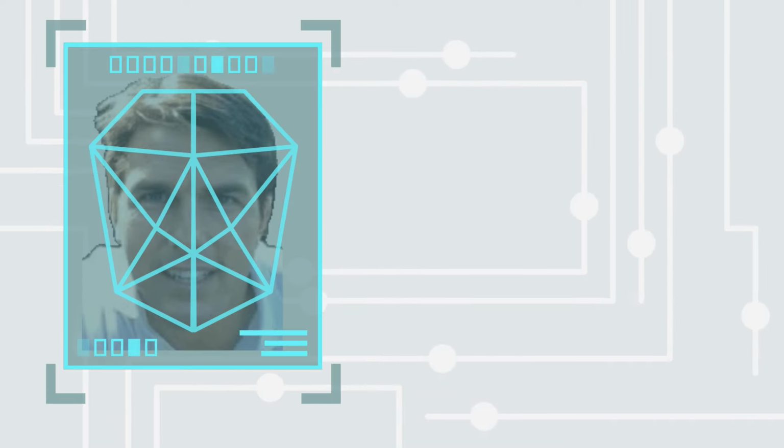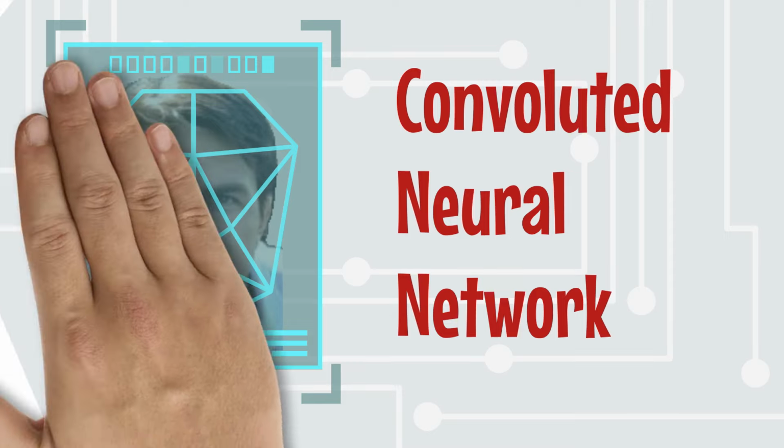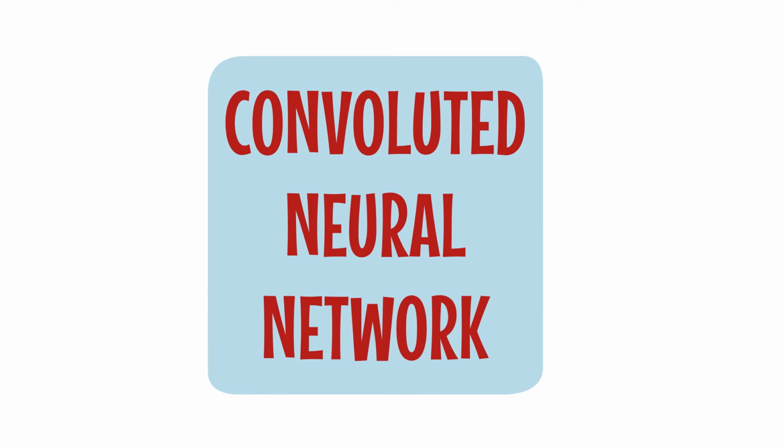For image recognition tasks, convolutional neural networks are used the most. Convolutional neural networks were specifically created to work with two-dimensional image data and are extremely good at locating features of objects. Here's how convolutional neural networks work.